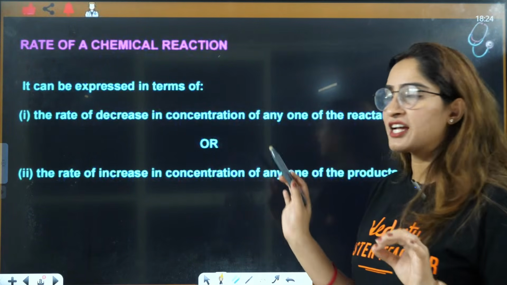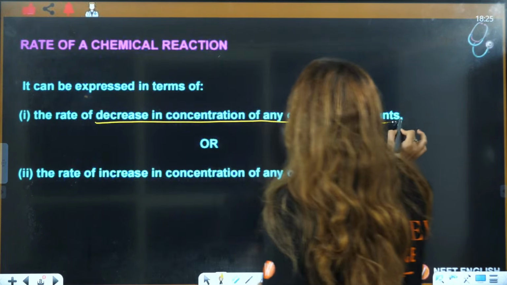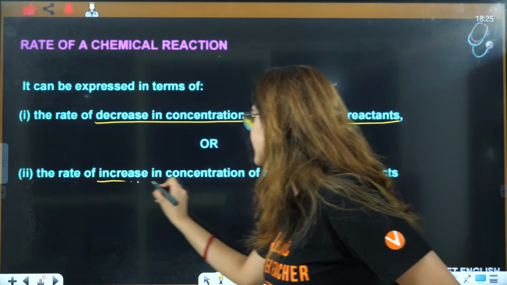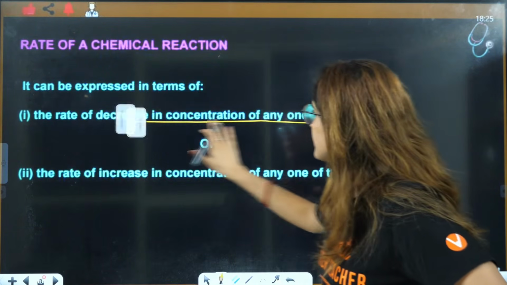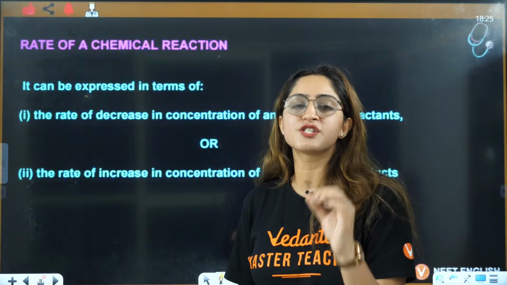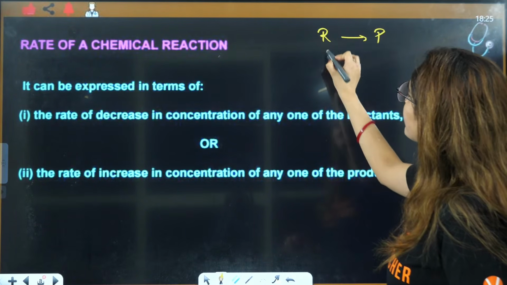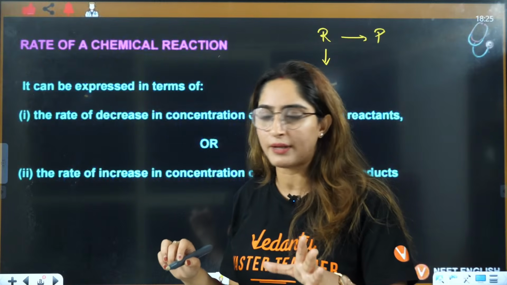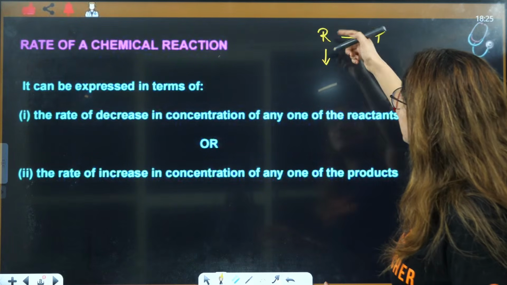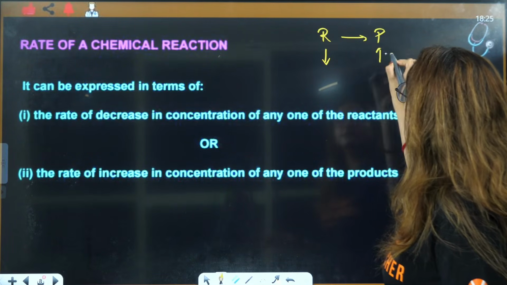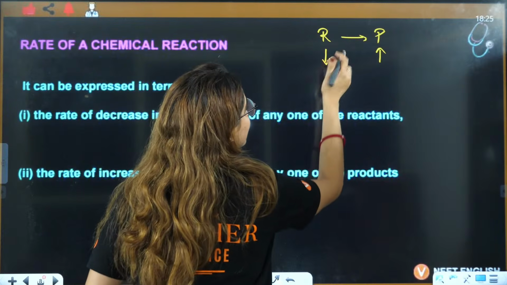Now, rate of reaction can be expressed in two terms: the rate of decrease in concentration of any of the reactants, or the rate of increase in concentration of any of the products. What do you mean by this? See one thing, reactant concentration is decreasing. When you are moving from, let's say, reactant to product, this is the general thing that I am telling you, and we are going to talk about general things only. Whenever the reactant is decreasing and products are increasing, we know that the rate of the reaction is decreasing here.